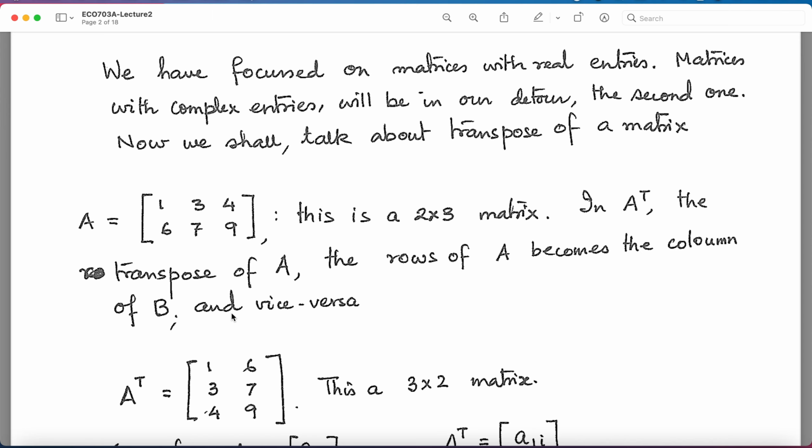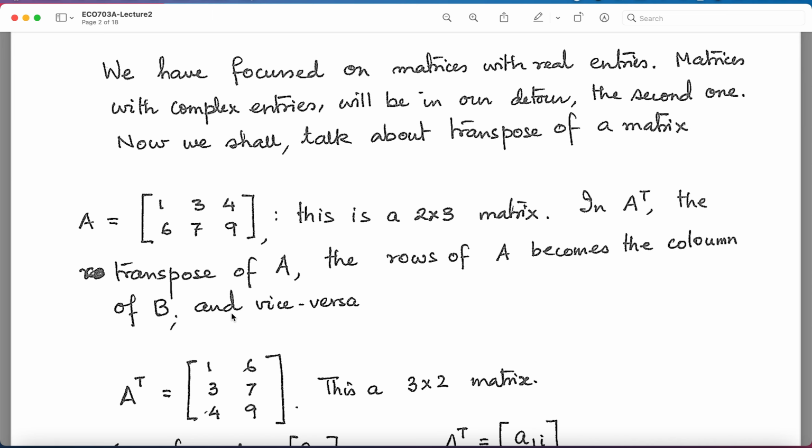What is A transpose? A transpose means rows will now become columns and columns will now become rows. So, whatever was 1 6 as a column will become a row. The transpose of the first row, 1 3 4, becomes the first column of the new matrix, and the second row is 6 7 9, whose transpose, the column vector 6 7 9, becomes the second column.